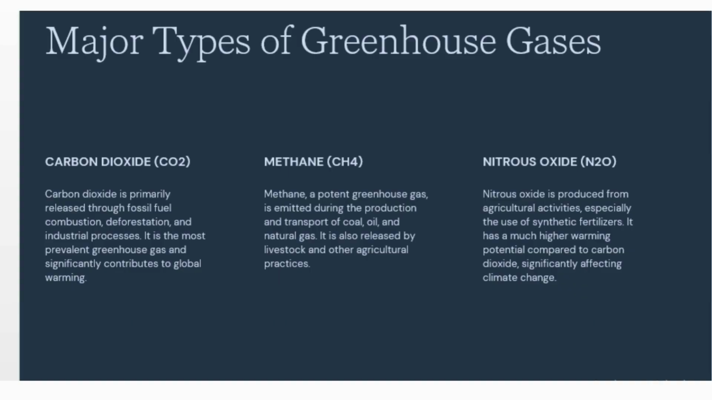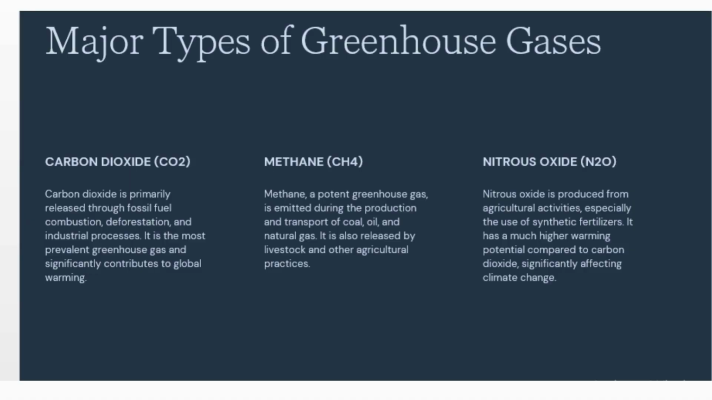In this slide, it has been observed that the major types of greenhouse gases are: first, carbon dioxide, which is primarily released through fossil fuel combustion, deforestation, and industrial processes. It is the most prevalent greenhouse gas and contributes significantly to global warming.